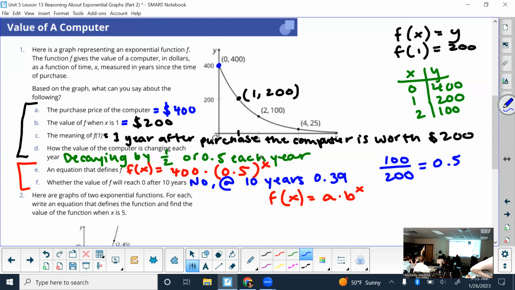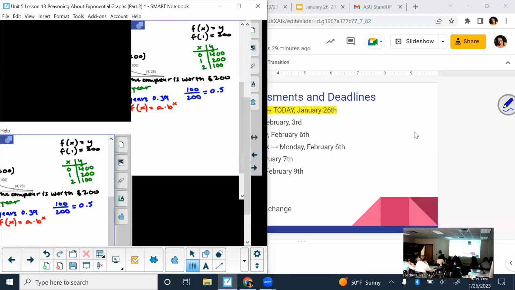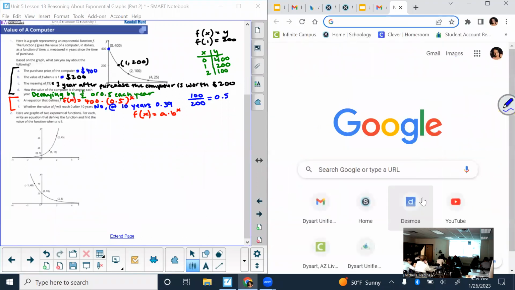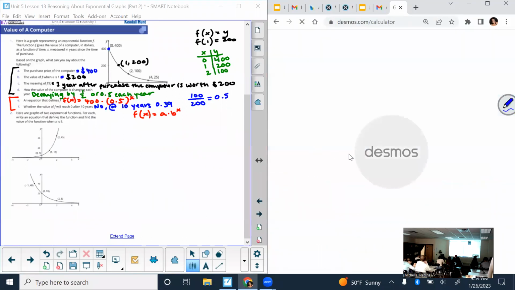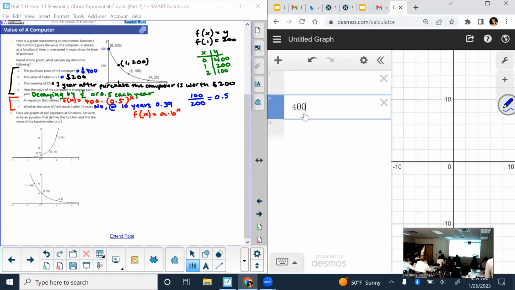Class, what did I have to plug in to solve for that answer? Replace the x with 10. x is time in years, right? It said that in the problem. So if it wants me to see if the value of f will be 0 after 10 years, then plug in 10 for the x. And then just throw it on your calculator. So then 400 times 1/2 to the x, or to the 10, that's why we got the 0.39. That's all you have to do. Questions?